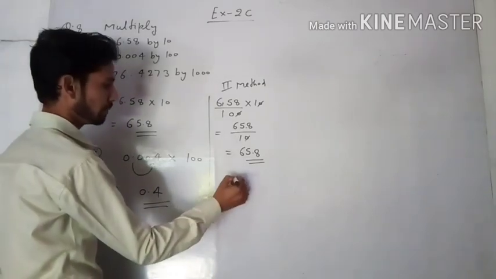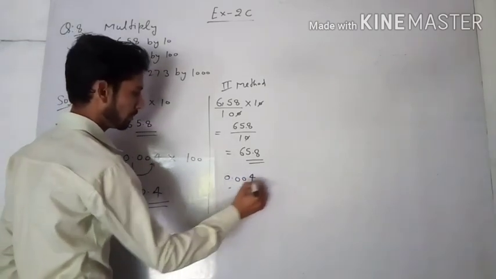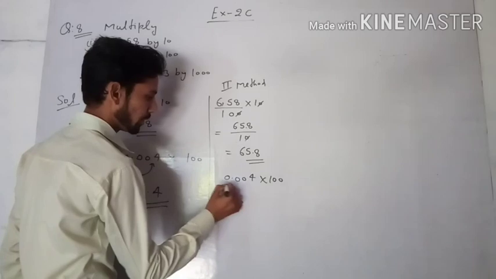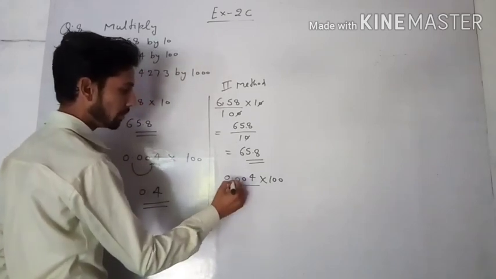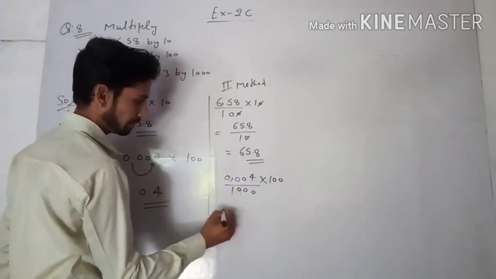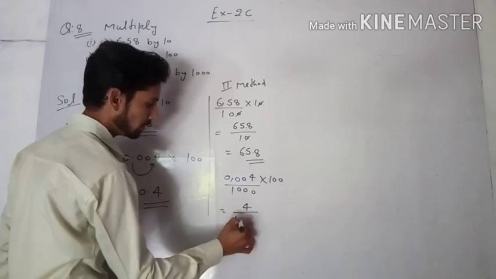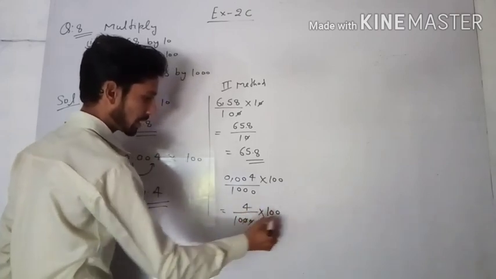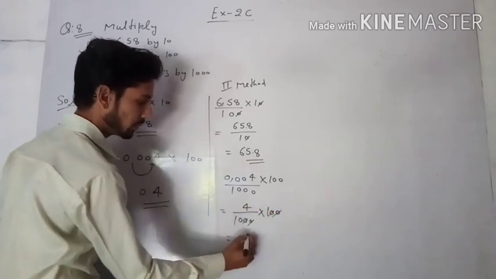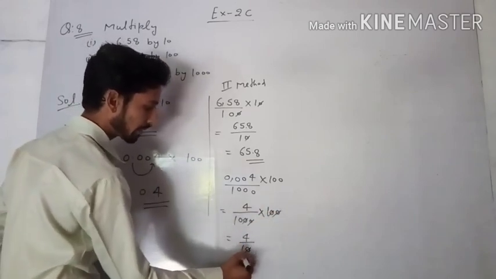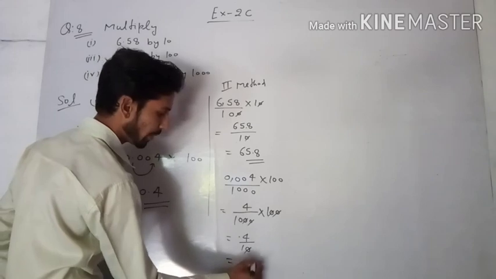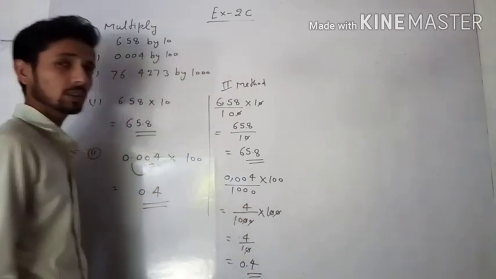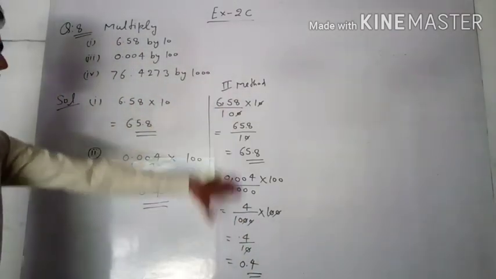Now, first of all, remove the decimal: 4 upon 1000. Cancel with two zeros, 4 upon 10, which is 0.4. So that's the answer. It is the second method.